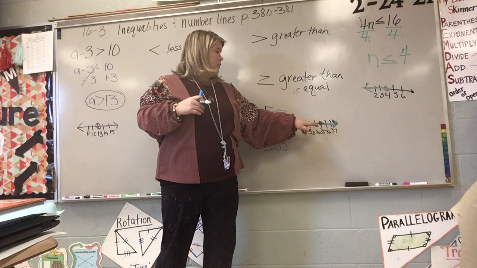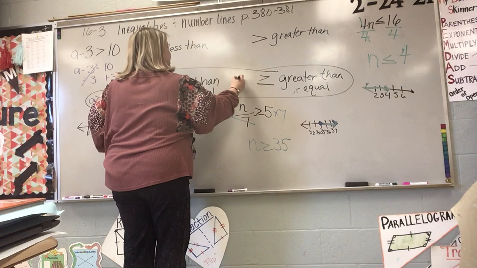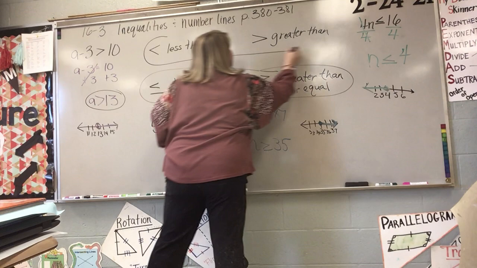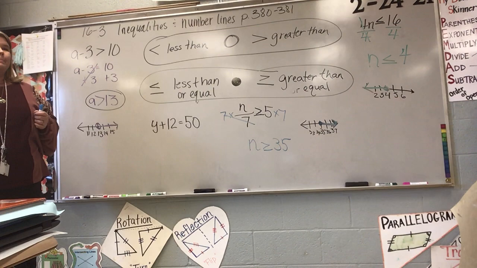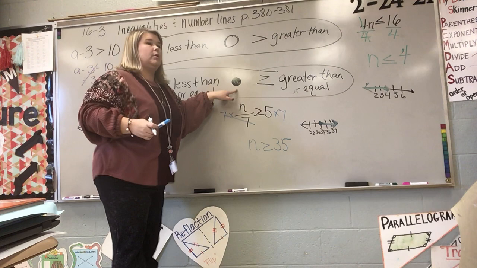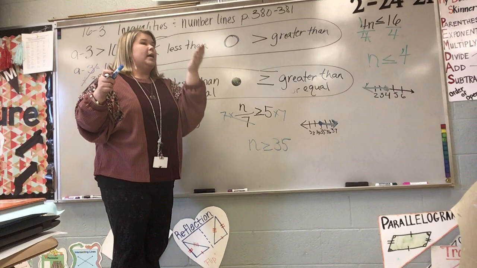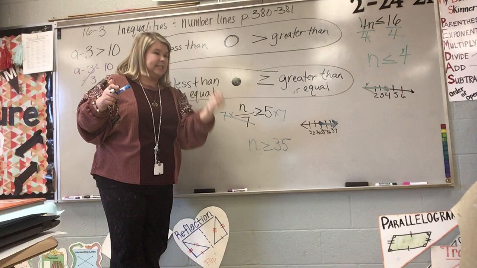If it is this, that leaves you a closed circle. If it's less than or greater than, that's an open circle, because that means it cannot be exactly on the spot. Here, exactly on the spot. Just like when you put in your maps, it's going to give you a perfect circle right on the school, because it's exactly there.